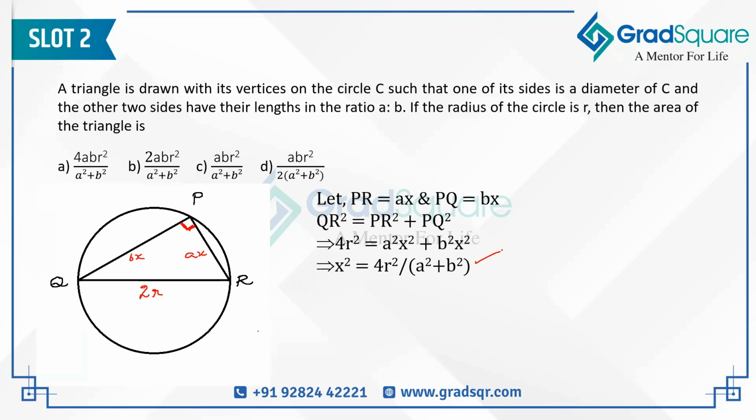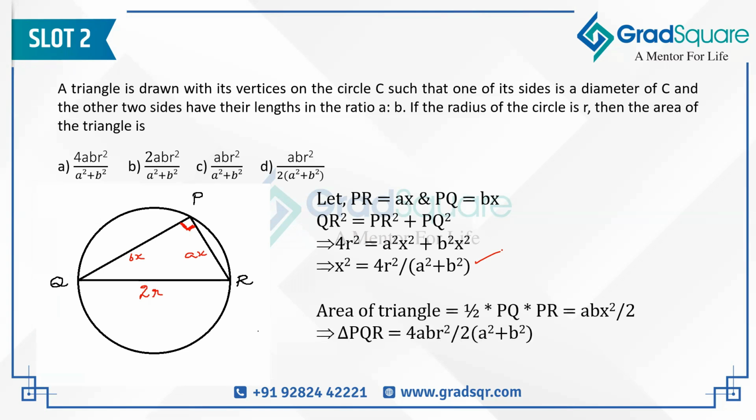This is all that is required to solve the question from here, because now we have to find the area of the triangle PQR, and PQR is a right angle triangle, which means in this right angle triangle, PQ and PR can be considered as base and height. Right? So I can take PQ as the height and PR as the base. So then area of triangle PQR can be written as half into base into height. So PQ into PR will be AX into BX, which is equal to ABX square by 2. Now all that we have to do is substitute the value of X square in this expression as 4R square by A square plus B square.